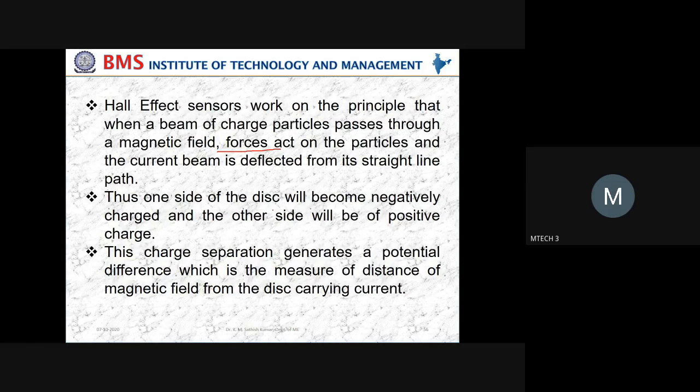Now you can understand here, one side of the disk will become negatively charged and the other side will be positively charged. So this charge separation generates a potential difference. This is very important. The amount of voltage generated is a measure of the distance of the magnetic field from the disk carrying current.